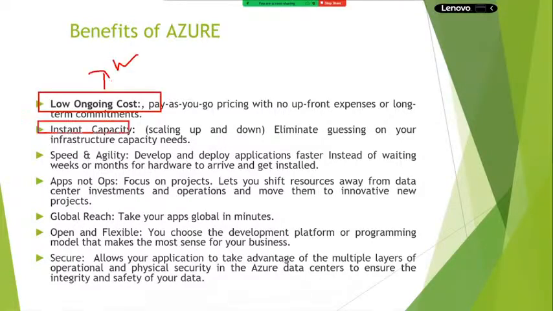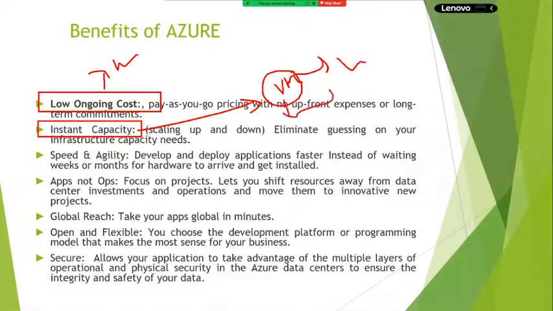Next, instant capacity. Instant capacity in the sense, I would like to increase the size or downgrade the size of a VM, or downgrade the size of configuration of the app services, every time, anytime, anywhere. If you have internet connectivity, you can downgrade or upgrade the configuration of your application. That is what instant capacity means. Next, speed and agility.